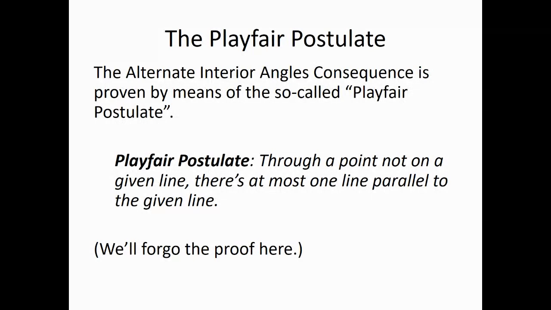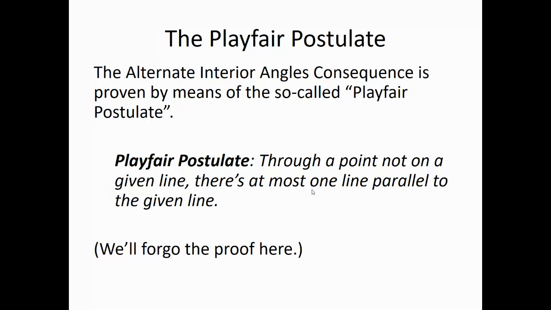Instead, I'll simply mention the postulate that is used in the proof. This is an important postulate for us. It comes up at various points in the class. It's called the Playfair postulate, after an otherwise obscure English mathematician. Really, his only claim to fame, so far as I know, is that he had a really nice statement of this postulate. Here's what it says. Through a point not on a given line, there's at most one line parallel to the given line.